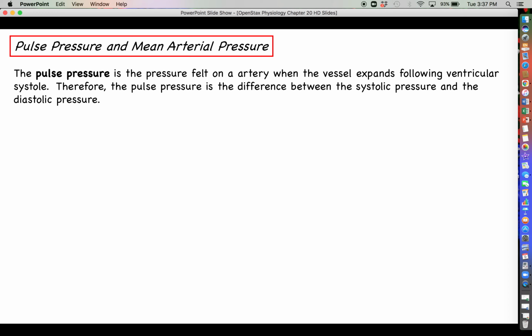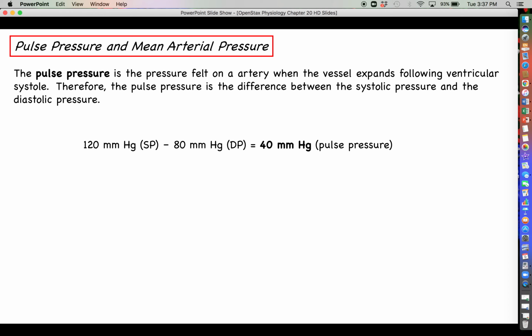The pulse pressure, as I referenced on the previous slide, basically refers to the pressure felt on an artery when the vessel expands following ventricular systole and delivery of the stroke volume. If you place your fingers on either your radial artery around your wrist or your carotid artery around your neck, every time your heart beats, you're going to feel a pulse. Literally what you're feeling with your fingers is the expansion of the arteries as they expand to accommodate that blood coming from the left ventricle. So you are literally feeling exactly when your ventricles are contracting and when they're relaxing.